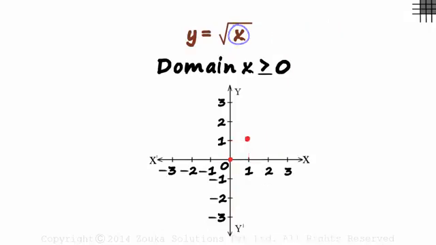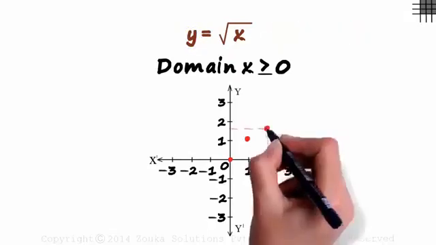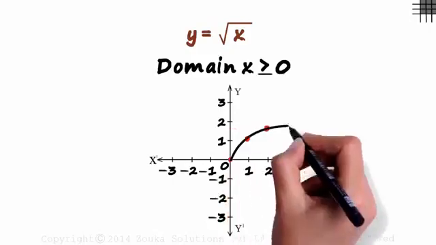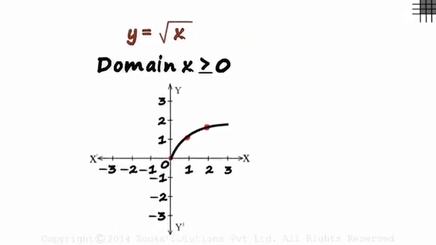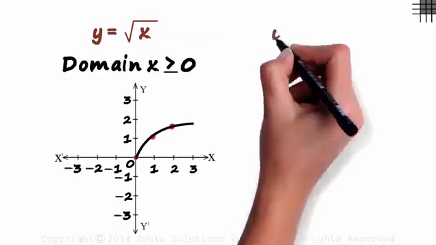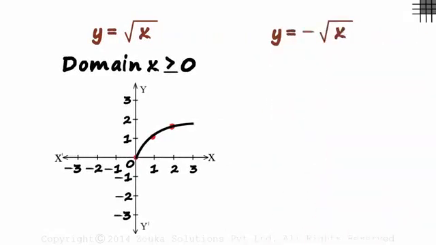When X is 2, Y will be square root of 2, which equals 1.414. Somewhere here. This is how the graph will look. It is not a straight line as the function is not linear. Interesting. What if I negate this function now? What will the graph of minus root x look like?